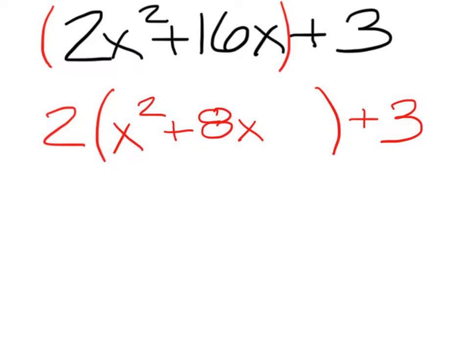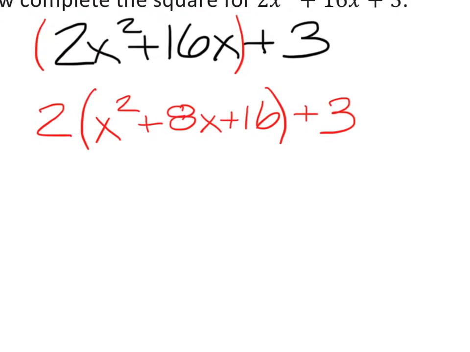And what is 4 squared? 16. But the problem here is that we really didn't add 16 to this expression. What did we really add to this expression? 2 times 16 is 32. We've really added 32 to the expression. So therefore you must subtract 32 outside of the parentheses.